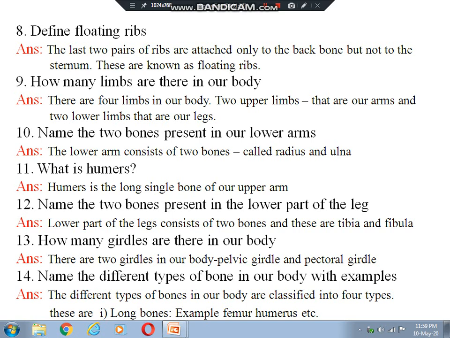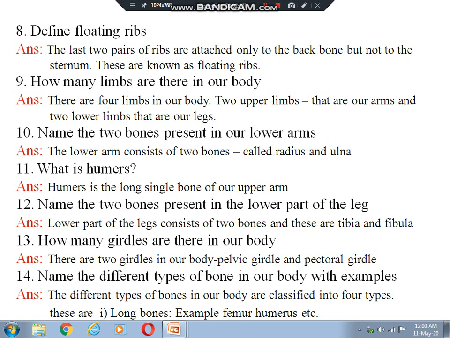Now name the two bones present in the lower part of the leg, that means knee to the feet. The lower part of the legs also consists of two bones, and they are tibia and fibula. Two bones are there in the lower parts of our lower limbs, that is legs. These are tibia and fibula.